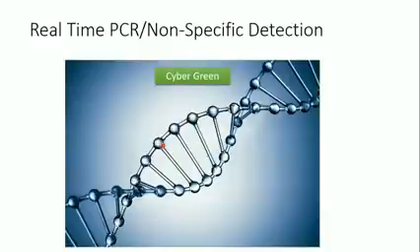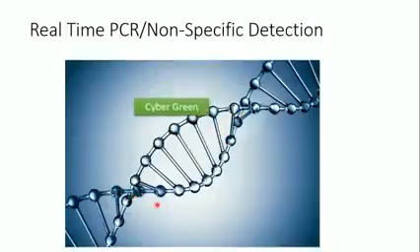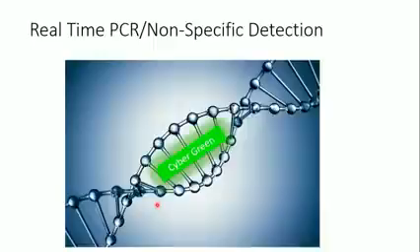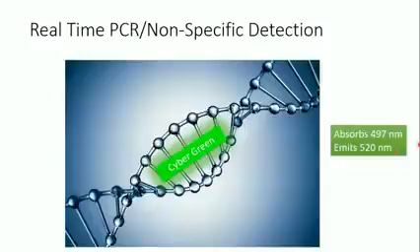So the cybergreen can sensitively detect the double-stranded DNA, and then it goes to the minor groove and it binds there. Once the cybergreen is bound to the double-stranded DNA, it becomes fluorescent. Okay. So the cybergreen can absorb light at 497 nanometers and emits light at 520 nanometers.